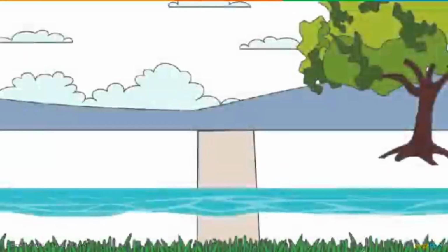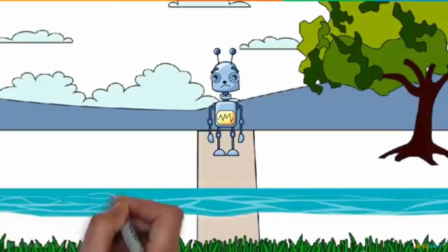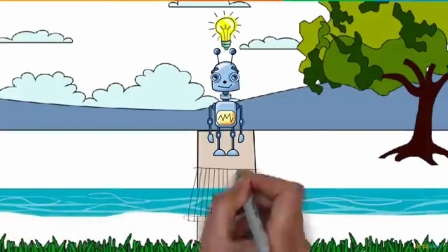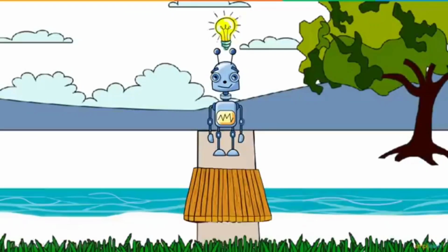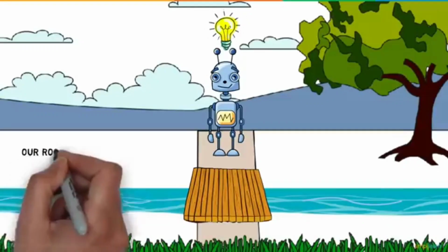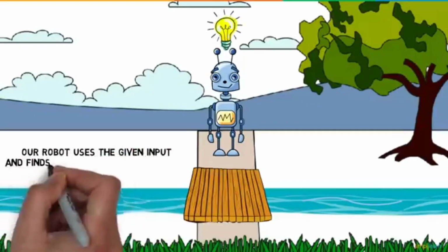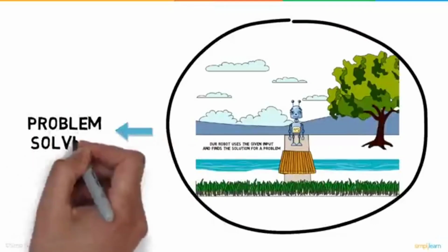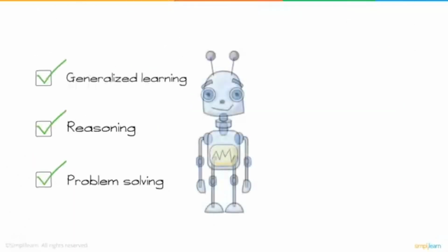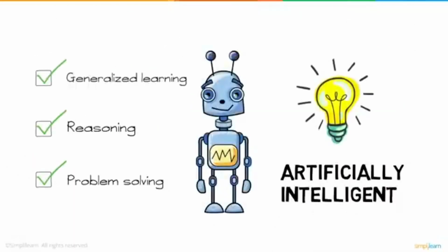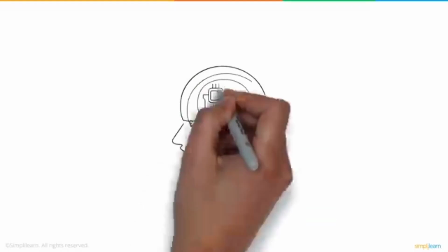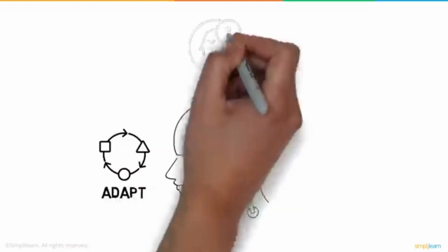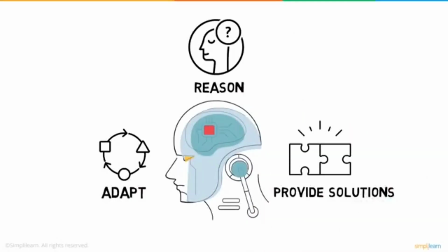After a short stroll, the robot now encounters a stream that it cannot swim across. Using the plank provided as an input, the robot is able to cross this stream. So, our robot uses the given input and finds the solution for a problem. This is problem solving. These three capabilities make the robot artificially intelligent. In short, AI provides machines with the capability to adapt, reason, and provide solutions.